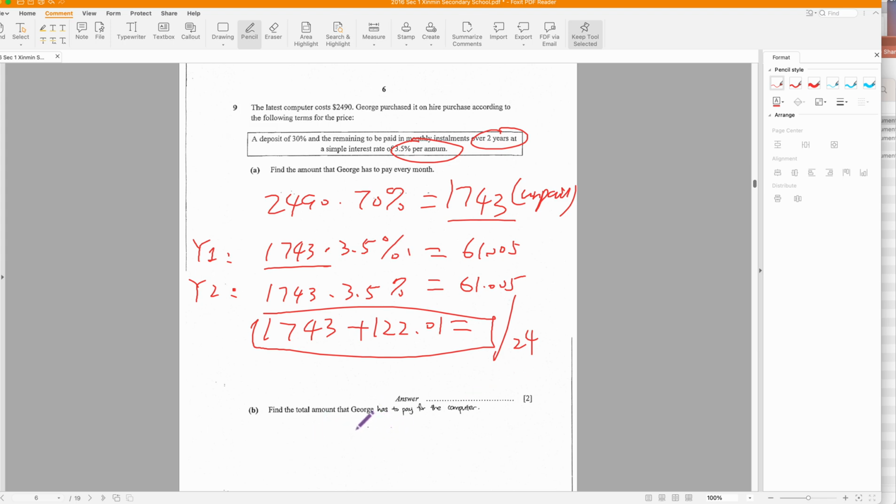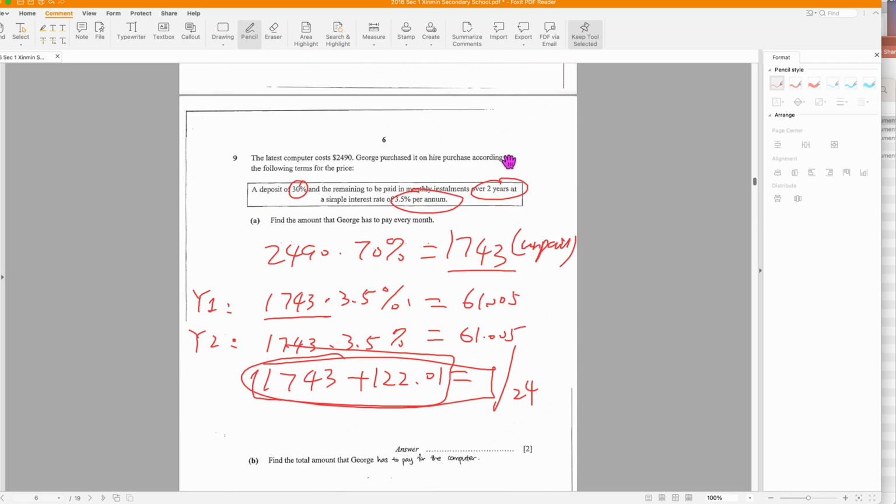How much does the guy have to pay for the computer? So you have to add the total amount plus the 30%. Yeah, so that's the total amount. Yep, that's it.